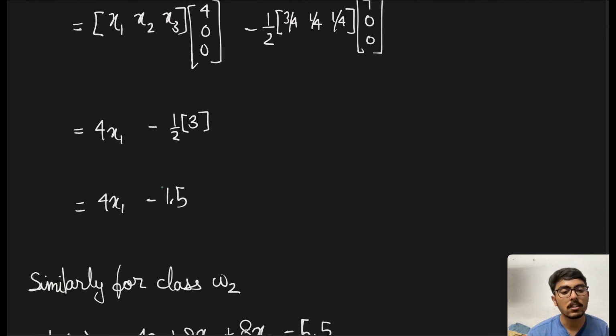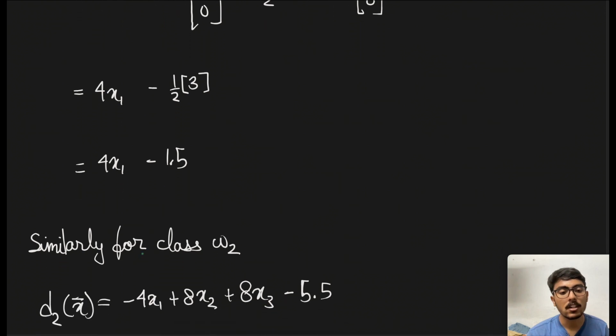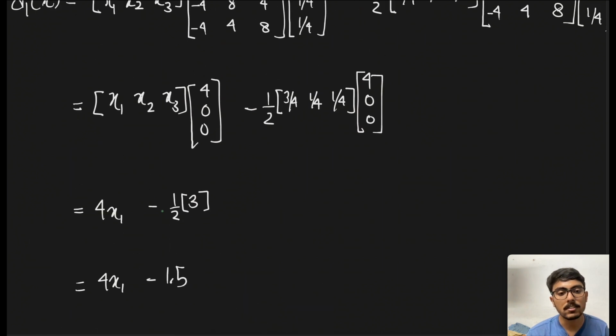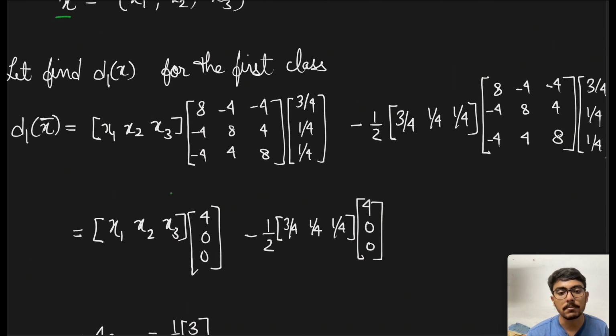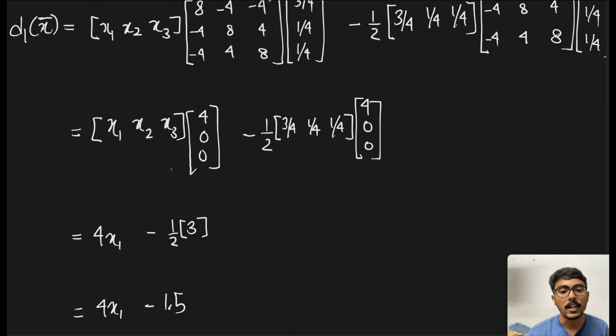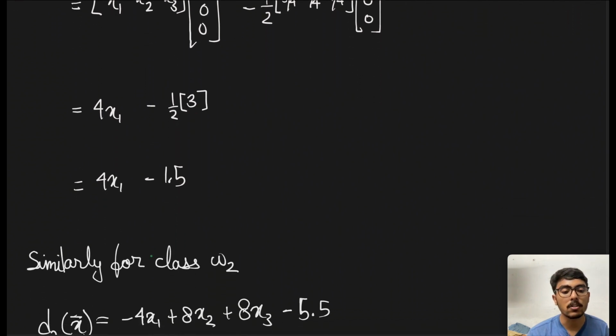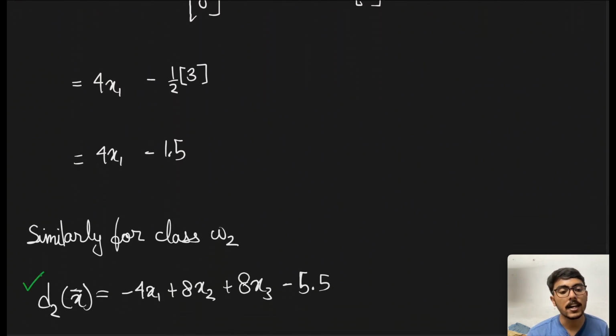Now we come to the next part, which is the calculation of distance for omega 2. As you might guess, the process will be exactly the same, there will be no change, and just like this you can find it out. I have just written it directly. So it's minus 4x1 plus 8x2 plus 8x3 minus 5.5. You can just tally it with your answer to check whether it's correct or not.